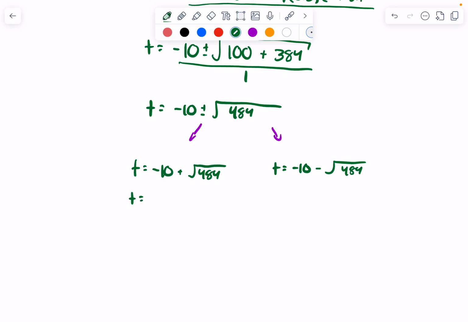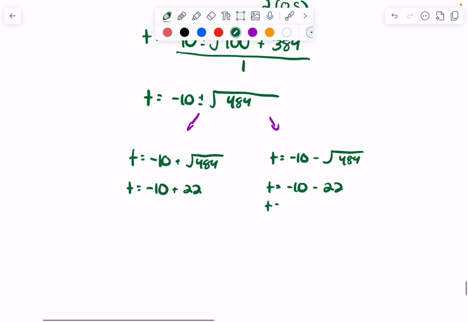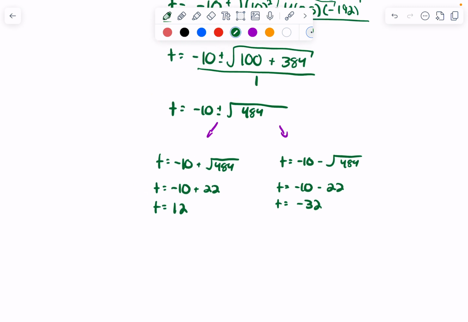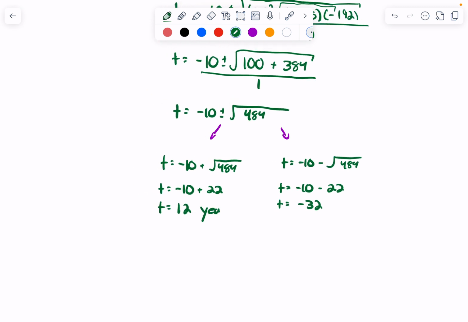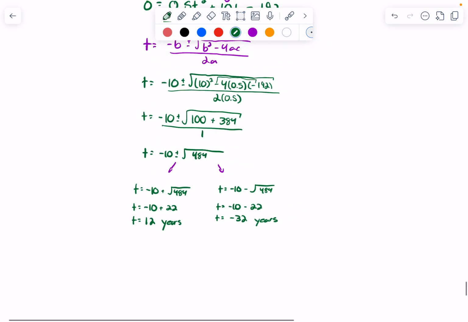So that's actually a nice number. So negative 10 plus 22, and this is t equals negative 10 minus 22. So you have over here, this is minus 32. And this is t equals plus 12. Okay, well, what do these values mean? These are years. So you actually have two valid solutions.